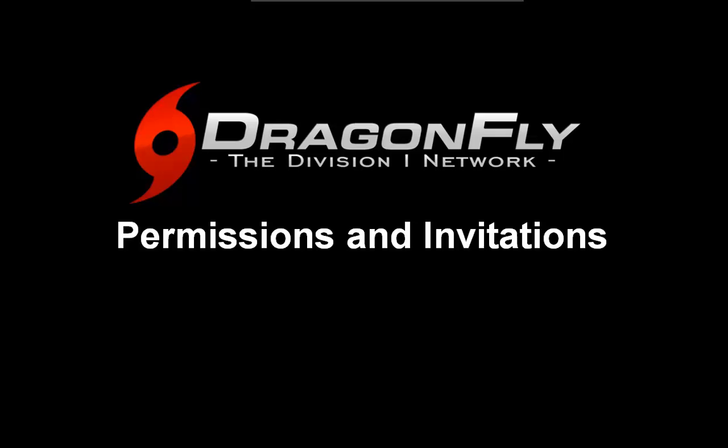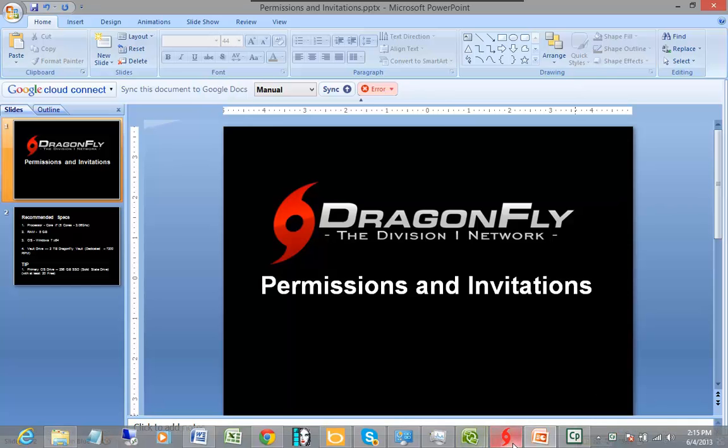In today's training session, we're going to take a look at the permissions and invitation system in the Dragonfly Storm network. Now, this system allows you to control who has access to your games, what games you can download, or what games you can send to other teams, as well as going through the process of inviting someone who is not part of the Storm network to trade video with you. So let's get started. First, I'm going to open Storm.